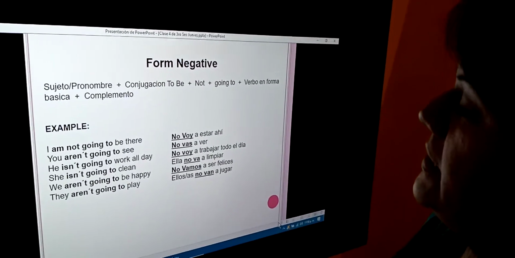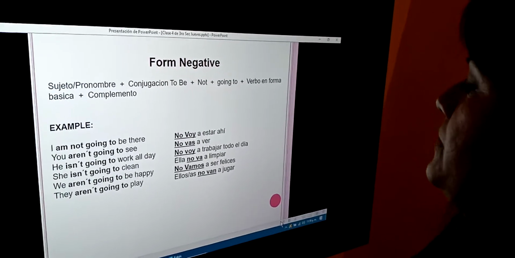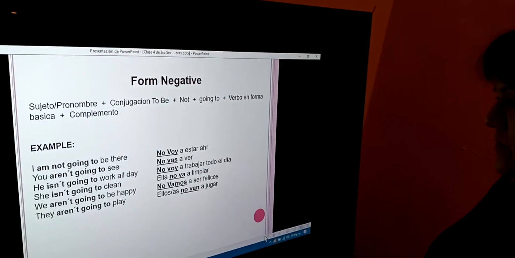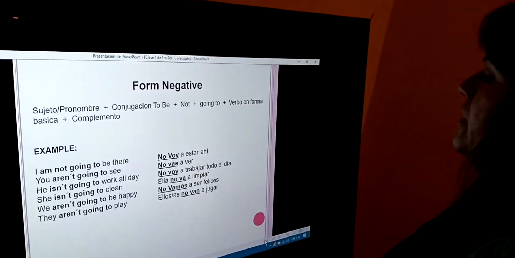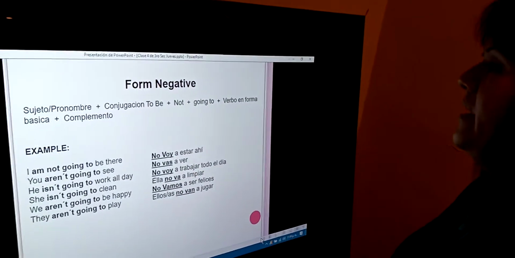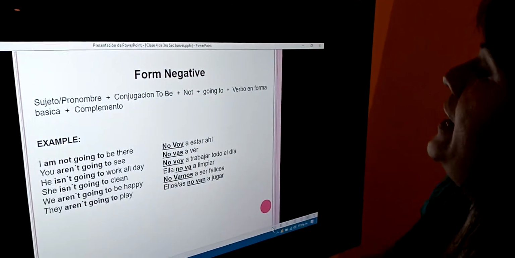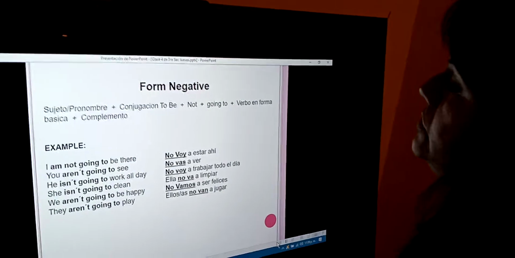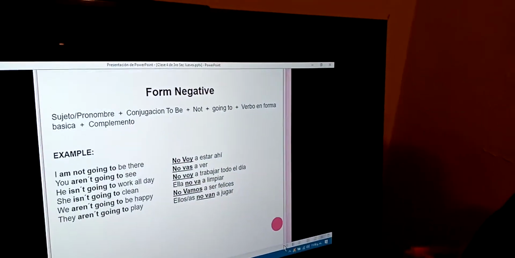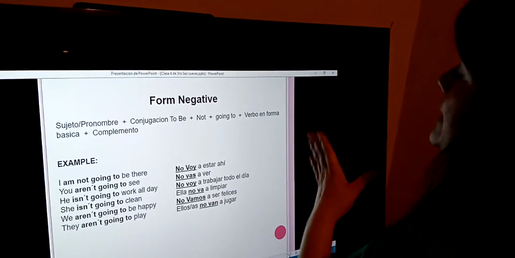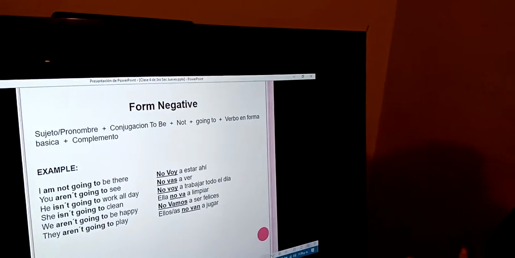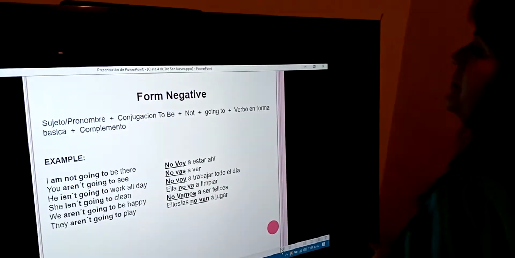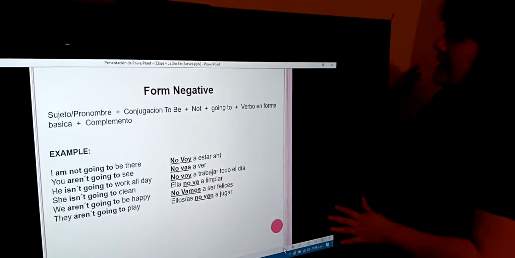And number 6, they aren't going to play. Spanish, ellas no van a jugar o ellos no van a jugar. This is for a negative and how to use, okay? How to use subject pronouns plus conjugation to be plus not plus going to plus verb form basic and plus complement. This is a negative.